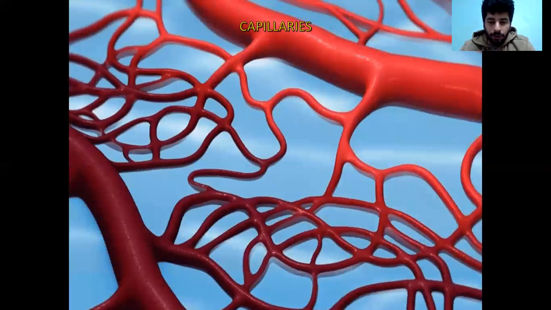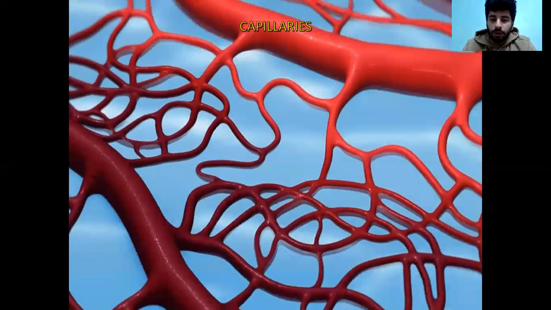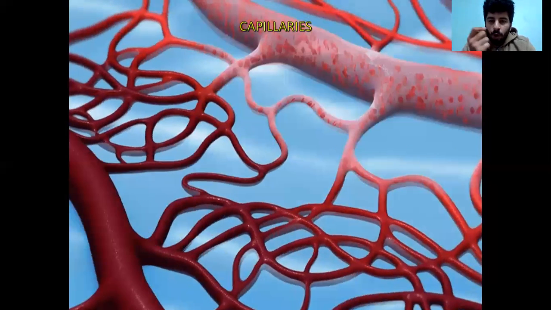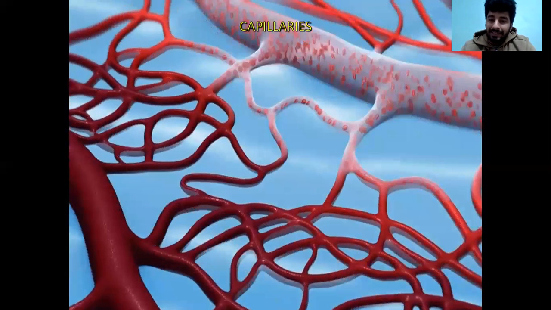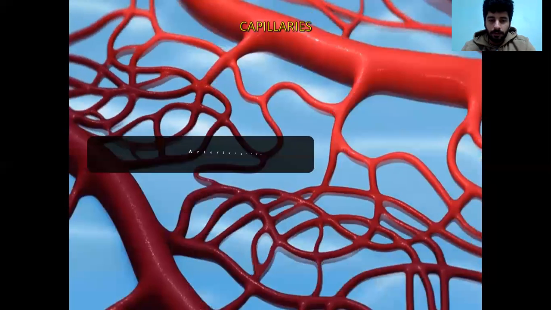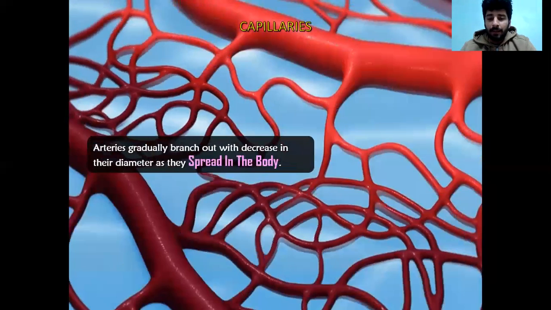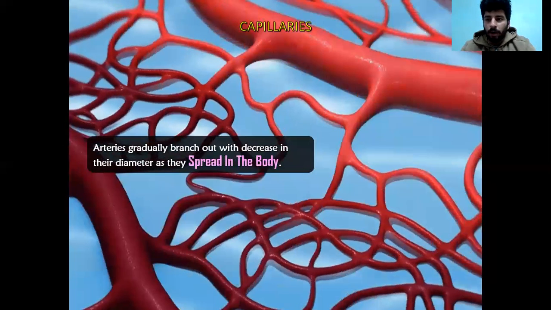All of you look at yourself in the mirror and try to observe the edges of your eyes. You will see small fiber-like structures, red in color. These are nothing but our capillaries. So arteries in our body will branch out and therefore spread throughout the body.